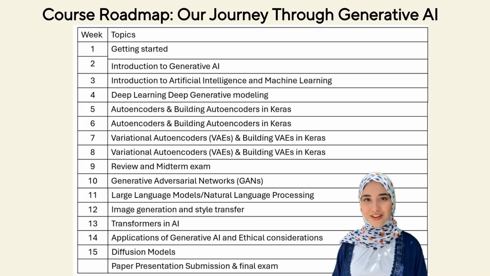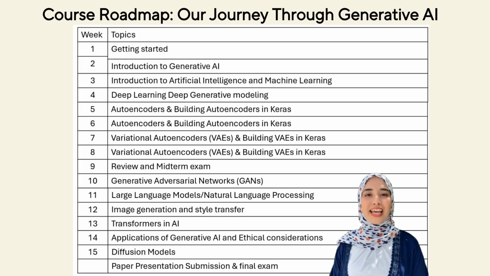In the previous video, you got a glimpse of the amazing technologies we'll explore, from autoencoders and generative adversarial networks to diffusion models and transformers. Now, let's take a closer look at how our journey unfolds, week by week. Your roadmap through generative AI will begin in week 1 by laying the foundation, getting started, and setting up your environment. In week 2, we'll introduce the fascinating world of generative AI, what it means for machines to create, and how these models differ from traditional AI systems.